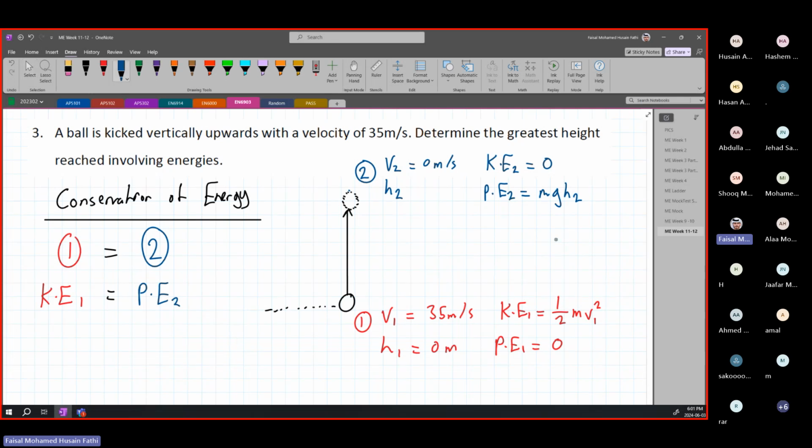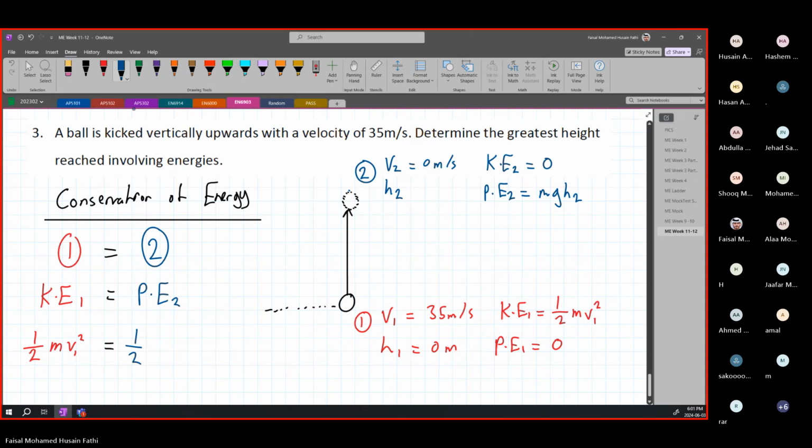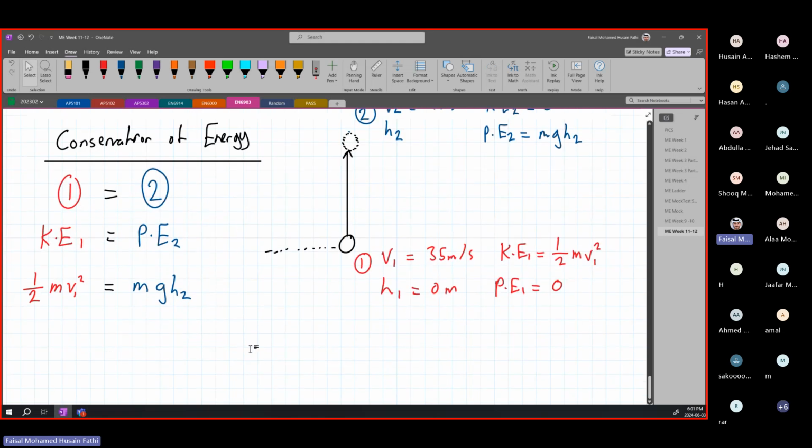So you have for kinetic energy first, half mv1 squared is equal to the potential energy, which is half. Sorry, it's not half, it's mgh, all right? I got lost in a second in my head. So mgh2, all right? So you have half mv squared and mgh2. If you notice here, like previously, the masses will cancel. And then you can use this equation to determine the height that you needed.